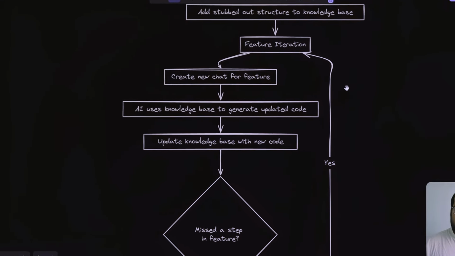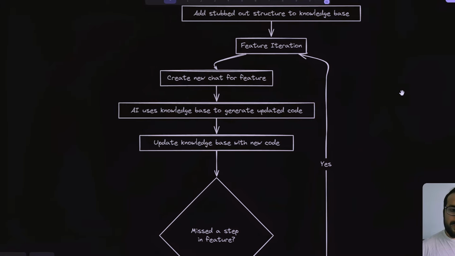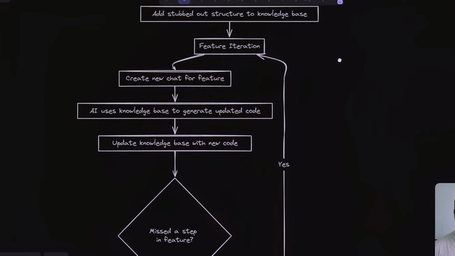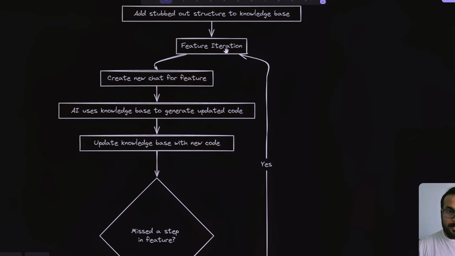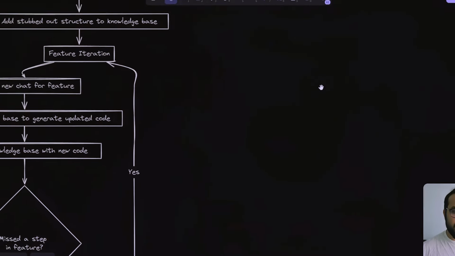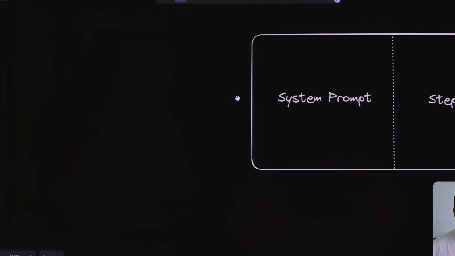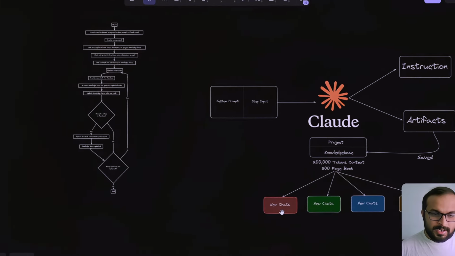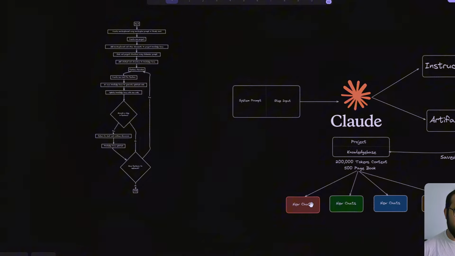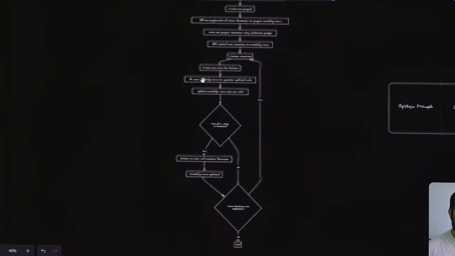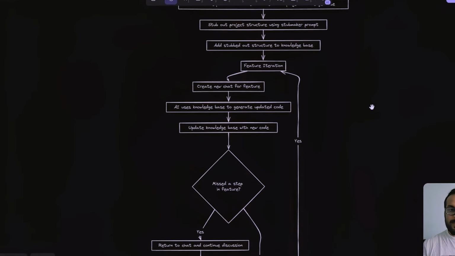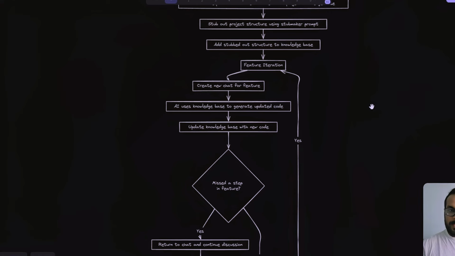In the third step, we will do a feature iteration. We'll have a system prompt for the third step, and we will run it iteratively, as many times as needed to complete all the features. What we are basically going to do is spin out a new chat every time for a specific feature or a specific issue that you are trying to solve. That means we are not going to use one chat window for all the feature development or any issue fixes. We are not going to do that.